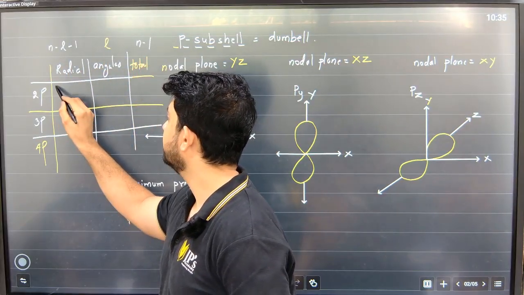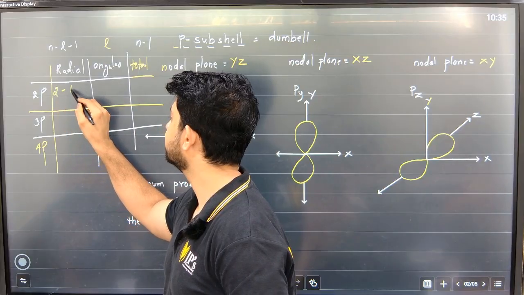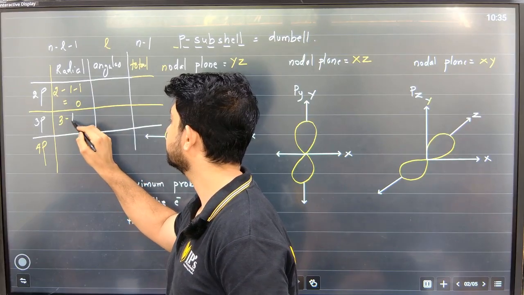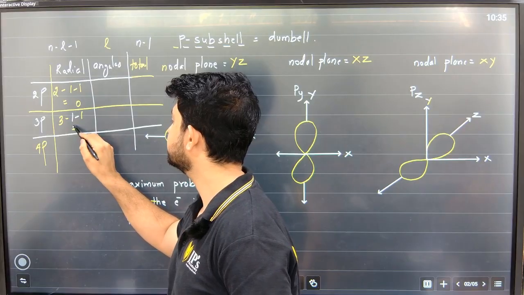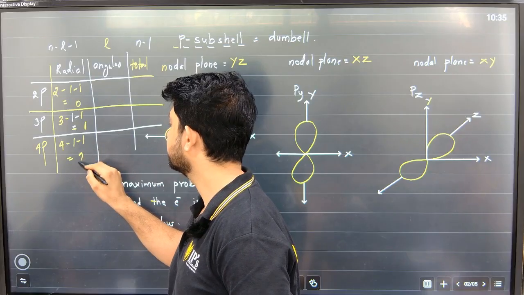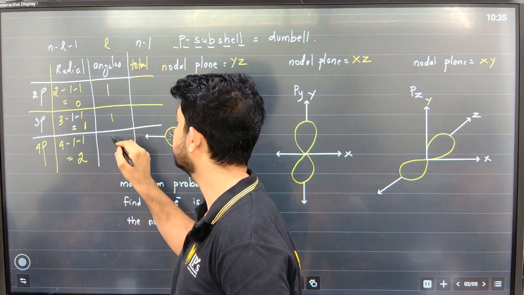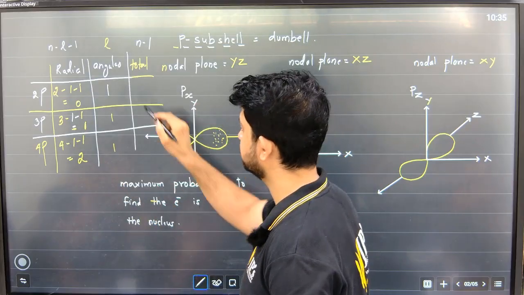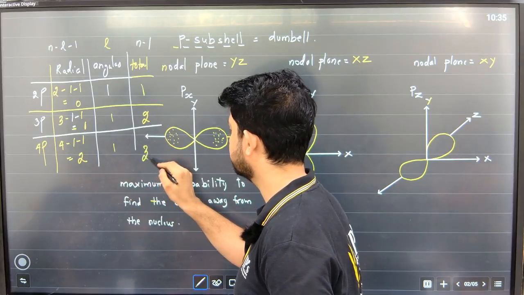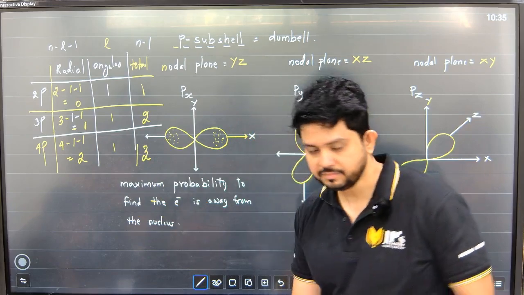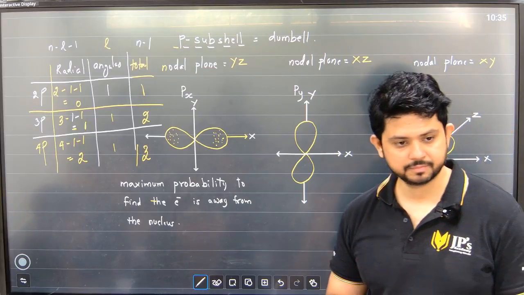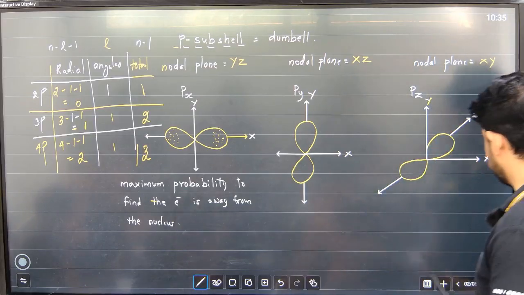This will be 2 minus 1 minus 1, which is 0. 3 minus 1 minus 1, how much is that? 4 minus 1 minus 1. Angular node is 1. Total number of nodes: 1, 1 plus 1, 2 plus 1. We'll come back to this next lecture. So this was for P subshell.